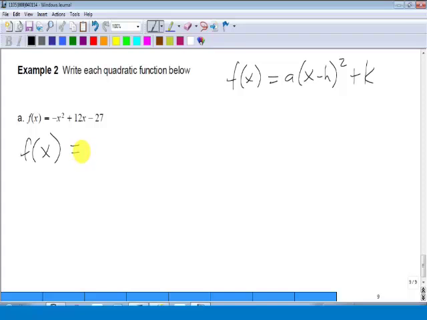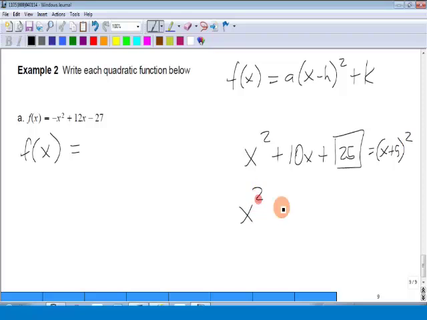Now, a quick review of completing the square. If we have x squared plus 10x, what's the magic number we can add to that to make that a perfect square trinomial? 25. Half of 10 is 5. Square the 5, get 25. That gives us (x plus 5) quantity squared.